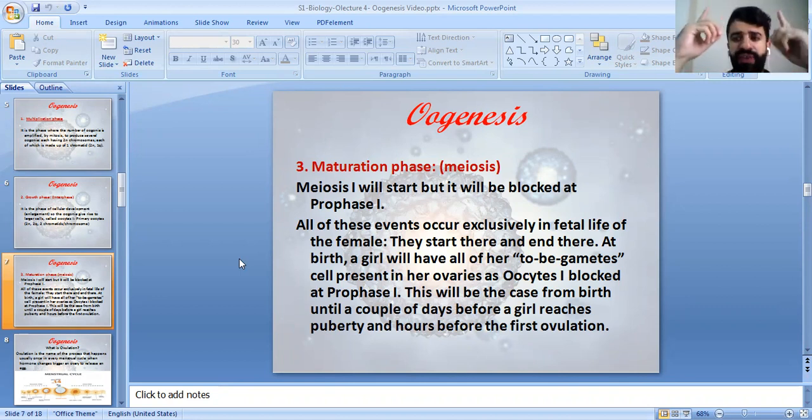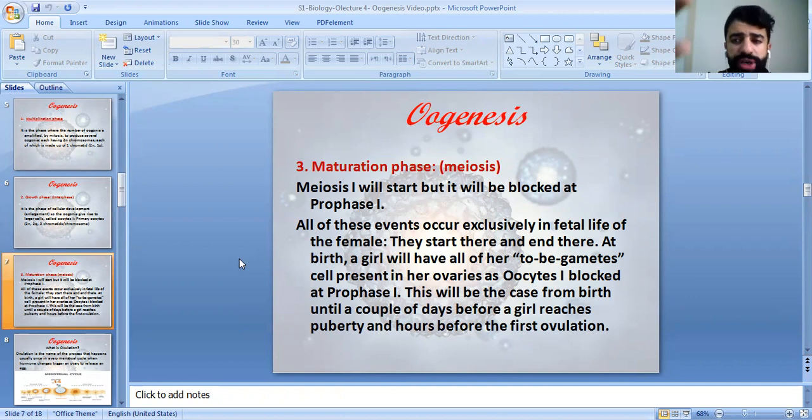So the first phase is called multiplication. Multiplication: the number of oogonia multiply, they amplify, they increase in number. The second phase is called growth. The growth phase is the interphase, where we have enlargement of the cell, and the oogonia will give rise to larger cells called oocyte 1, primary oocytes. They are 2N, 2Q, 2 chromatids per chromosome.